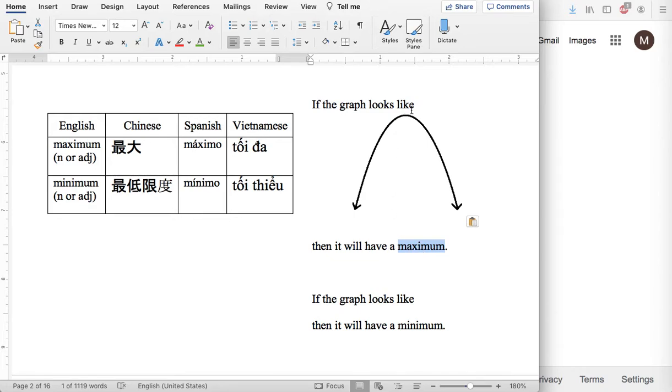It has no minimum. This graph goes down forever, going to the left, and also goes down forever, going to the right. Since in both of those directions it keeps on going down, it has no minimum. There is no smallest value. You can just keep on going down forever. But if I'm starting at this point right here and going towards the right, it goes up, up, up, peaks, and then goes down. So right up here is the maximum, the highest possible point on this.